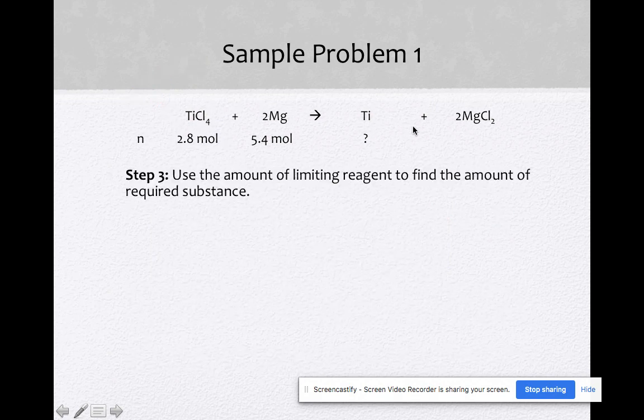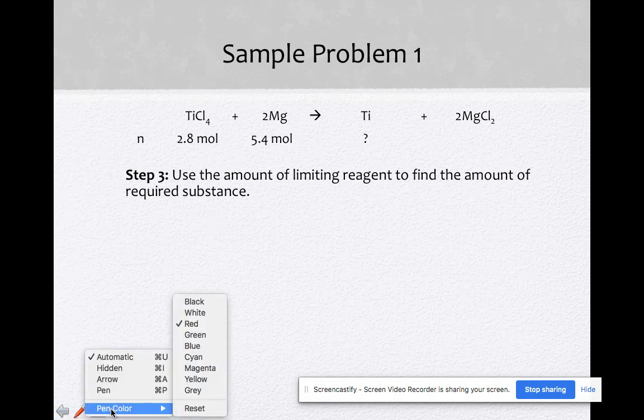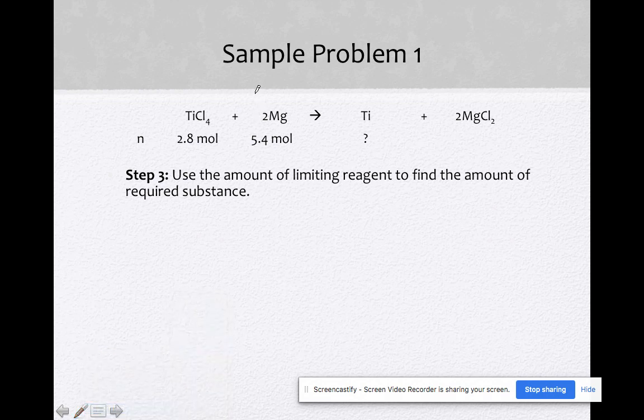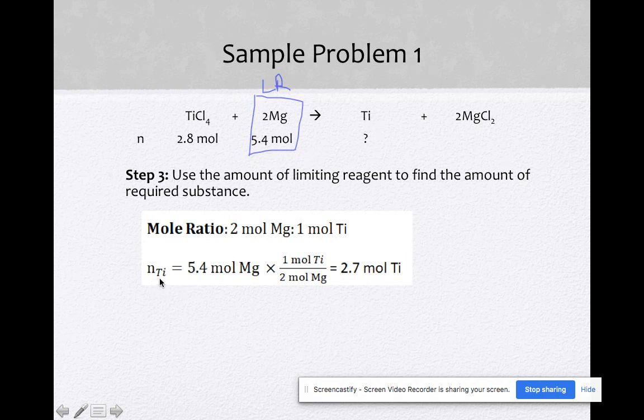Okay, so now we know here that magnesium is our limiting reagent. Okay, so we're going to use that amount to figure out how much product is going to be generated, because in an experiment, the limiting reagent is completely used up. So it will determine the amount of product generated. And to work our way across a balanced equation, we're using mole ratios. And looking at this, our mole ratio is 2 moles of magnesium to 1 mole of titanium. Okay, so from here, we're solving for our moles of titanium.